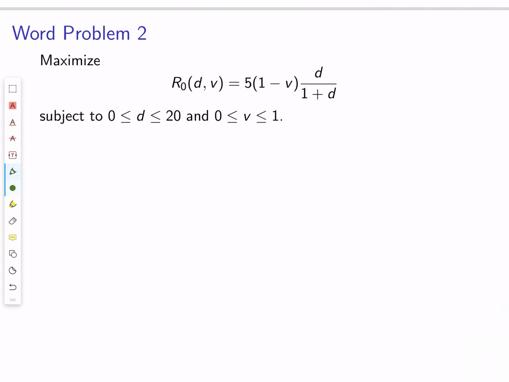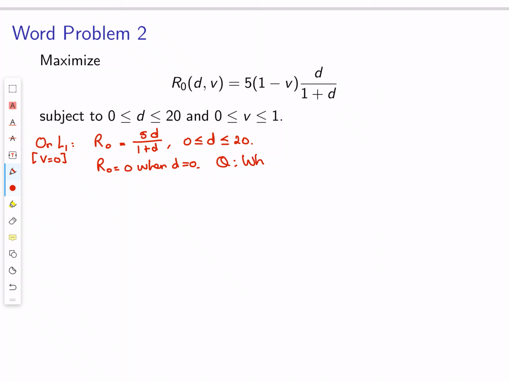I'm just going to write down again what we had on L1. On L1, R naught is equal to 5D over 1 plus D, subject to D being between 0 and 20, and V equal to 0. We need to maximize R naught. We know that R naught is equal to 0 when D is equal to 0, but the question is, what does R naught do when D increases?